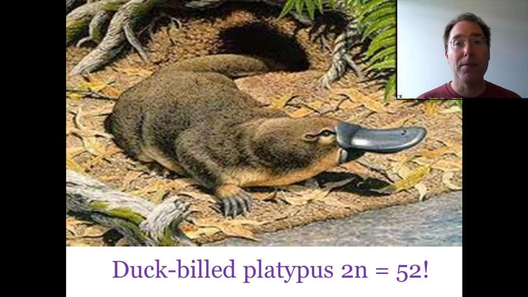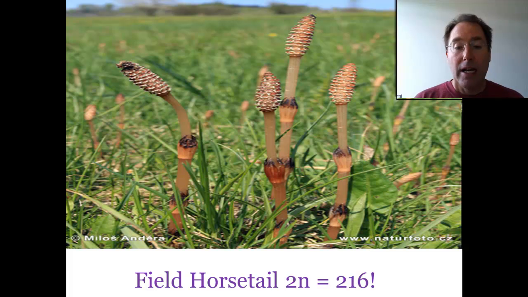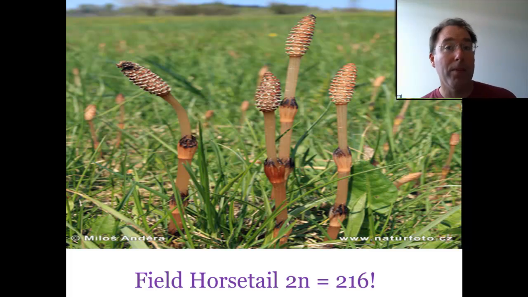Here's a duck-billed platypus. His diploid number is even more than ours, 52. Here's a field horsetail, which has a diploid number of 216. Now, are you smarter than a field horsetail? Maybe you are, maybe you aren't. But the point I'm trying to make here is that there doesn't seem to be a correlation between number of chromosomes and intelligence of organisms.